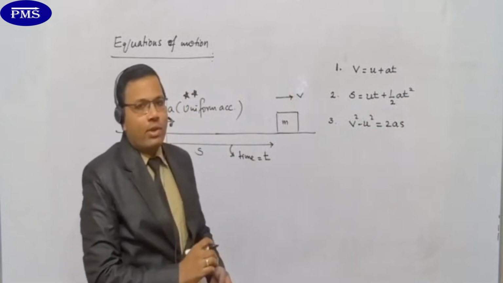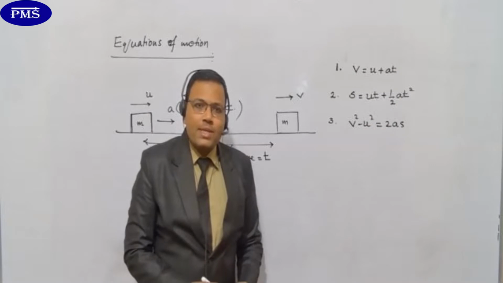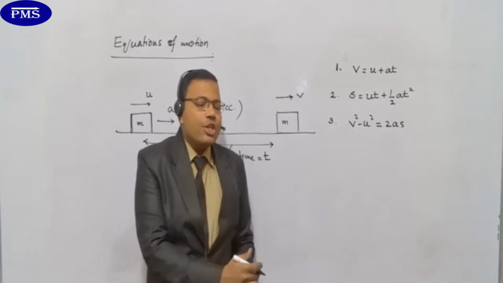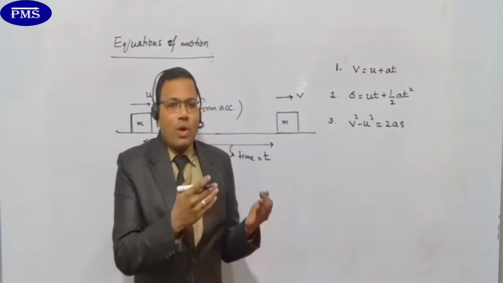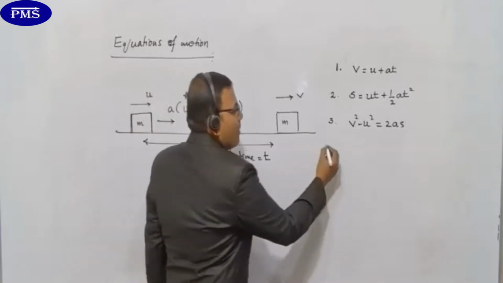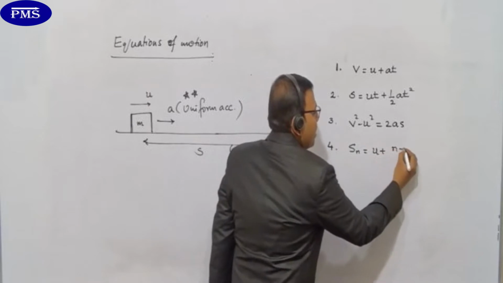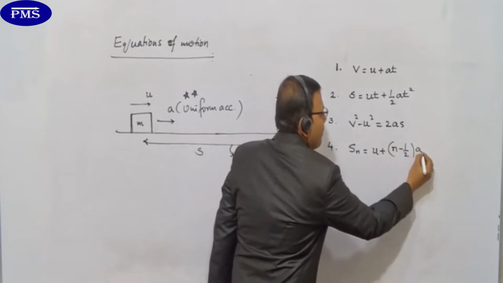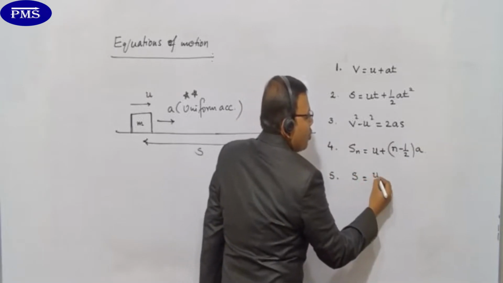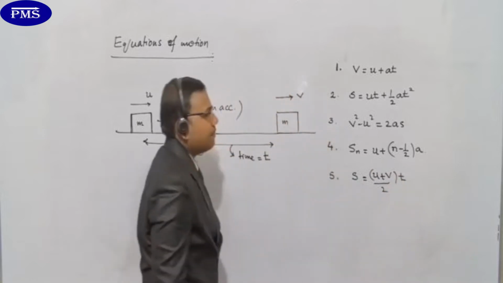Actually, at your school level, we study only these three. v is equals to u plus at, s is equals to ut plus half at square, and v square minus u square is equals to 2as, right? But in addition to these three, we have the applicable part of these equations as two more equations. That is, the fourth one, Sn is equals to u plus n minus half into a, and the fifth equation is s is equals to u plus v by 2 into t.